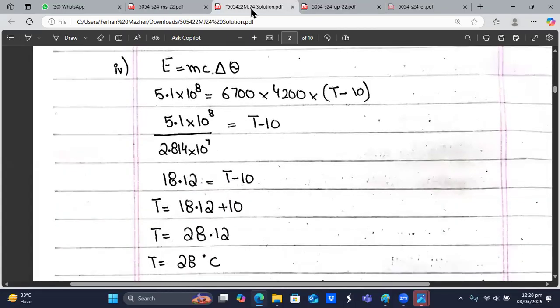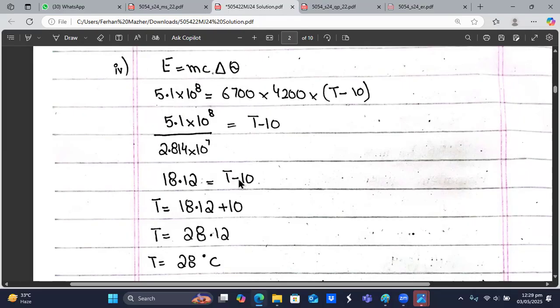So here we go. The energy, E, means the heat, is equal to mc delta theta. So the energy you provided is 5.1 × 10^8 joules, and the mass is 6700 kg, and 4200 joules per kg per degree centigrade is the specific heat capacity, and the change in the temperature is the final temperature minus the initial temperature. So these two will go downstairs there. So when you do this calculation, you get 18.18.